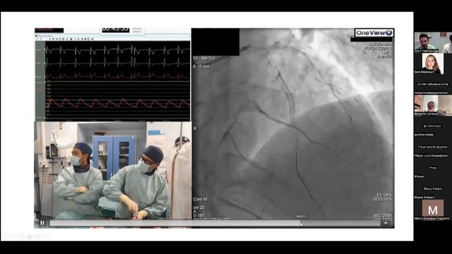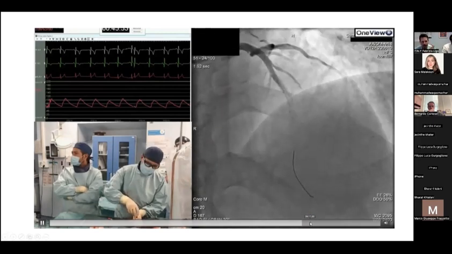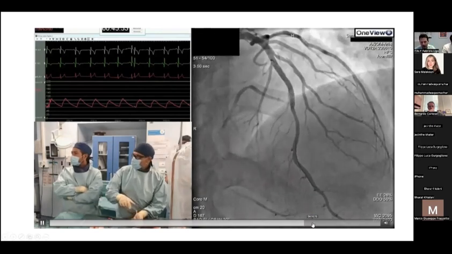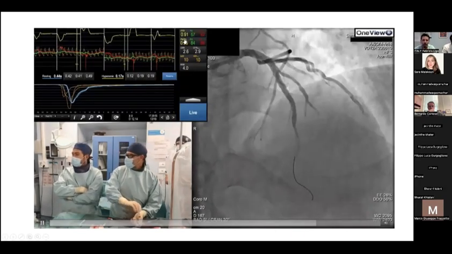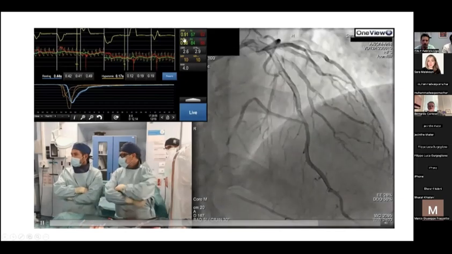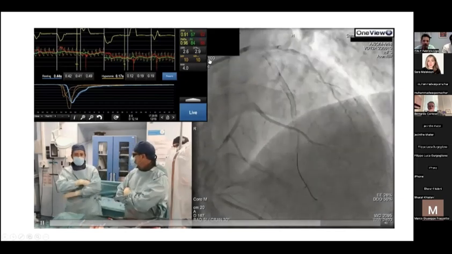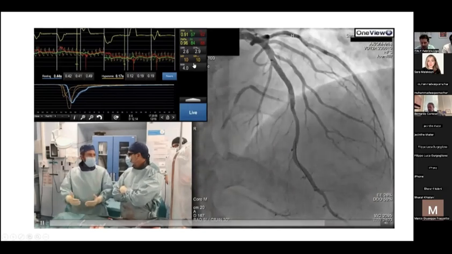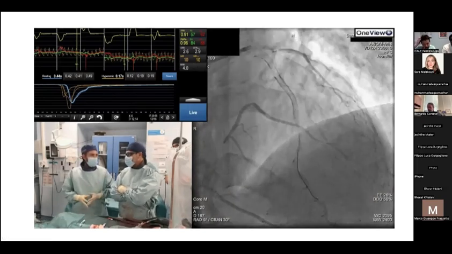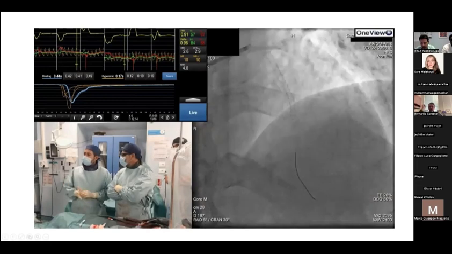So with the adenosine infusion, I will recheck the full physiology and find the presence of complete normalization of FFR, PDPA, CFR, and also the IMR dysfunction is good after the stent implantation.